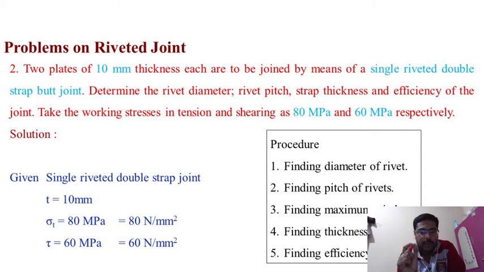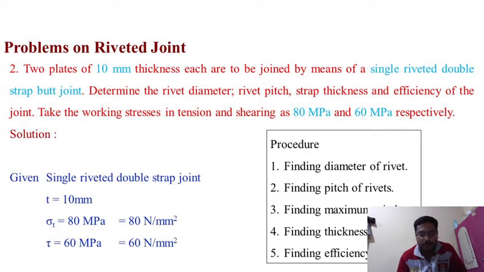First, write down and understand the problem. What is the given data available? What do we find here? What data will be determined in the problem? So what is the procedure? First, finding the diameter of the rivet. Note this point.